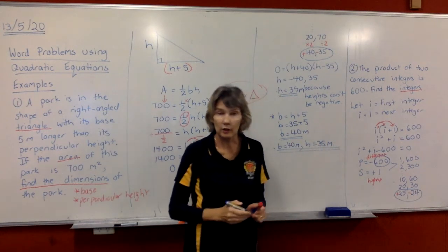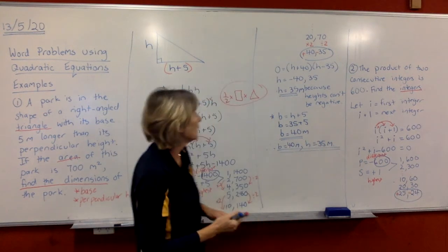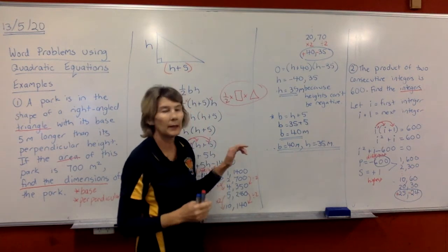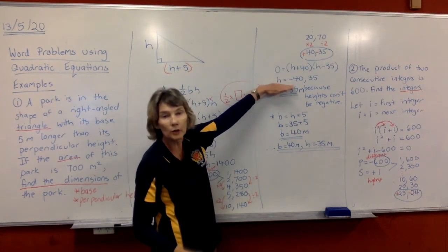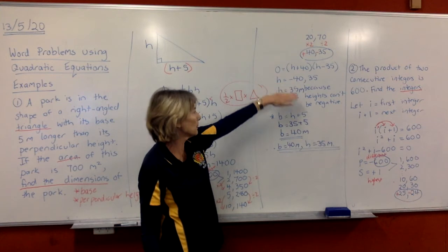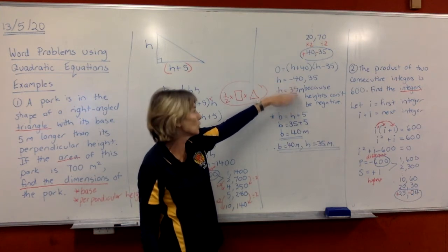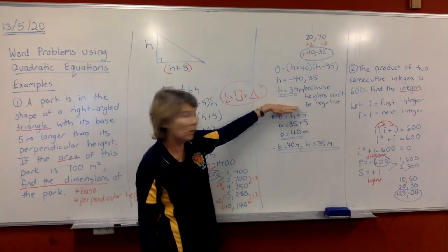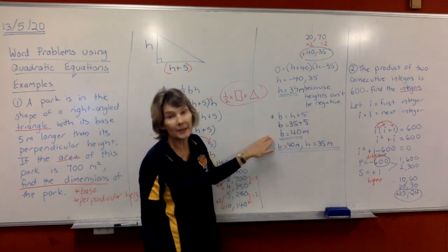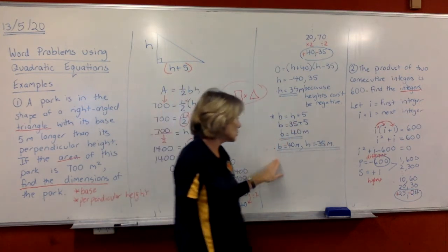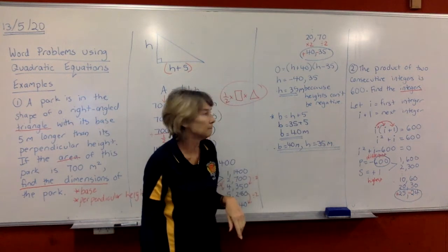And now you're finished. Okay, so it's really easily done to be caught out here. A lot of people will stop there when they get the 2H answers. A lot of people will not get rid of the negative answer and explain why. And then a lot of people will forget to go and find the base. So your dimension, so your base and your perpendicular height.